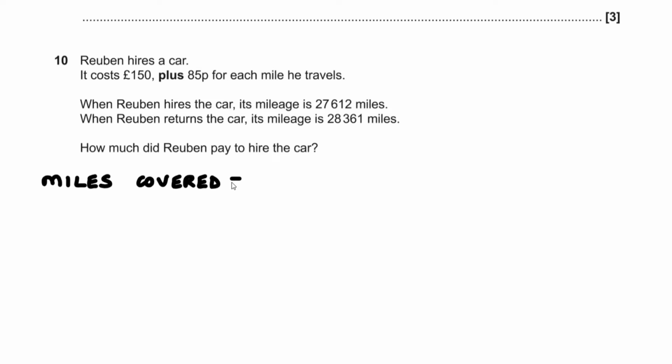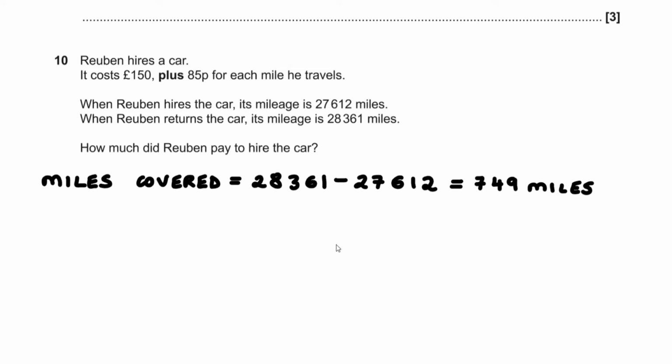The miles covered, we've got 28,361 subtract 27,612. So if we work out what this is equal to, we have 749 miles. So what we can do is find out the cost.